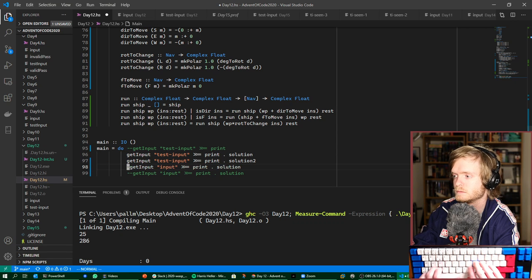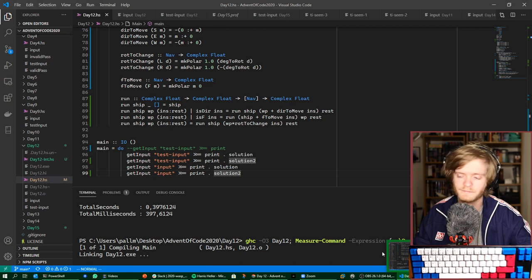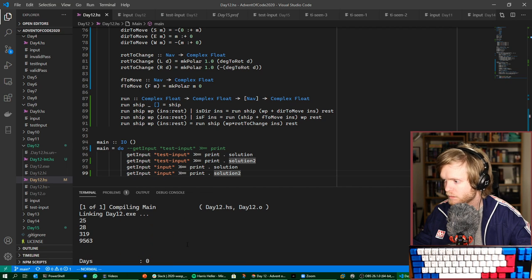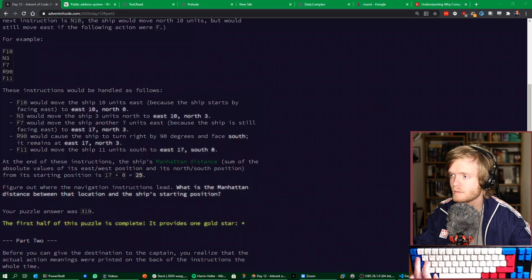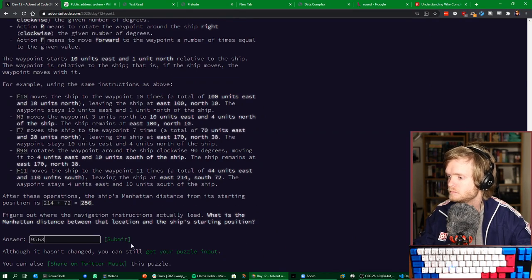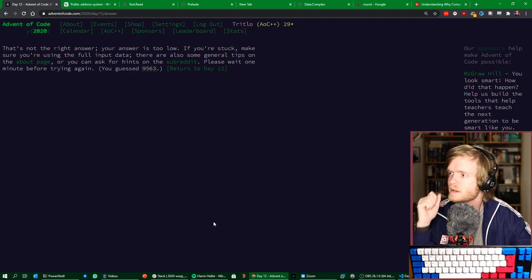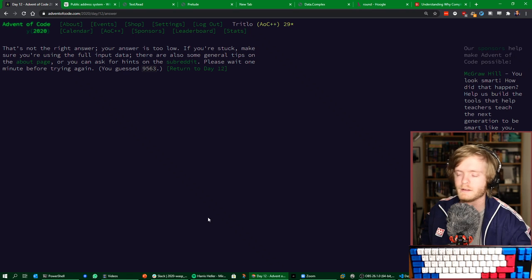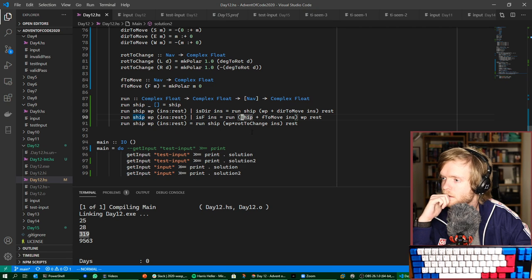Now let's see if it's correct. We haven't actually checked. We've just been refactoring all day, every day. 9563 seems to run pretty fast. Let's see. That's not the right answer. Damn. Oof. Did we do something wrong in our refactorings? We still get, oh, now we get, ooh. Okay. We don't get it correctly. Oops.